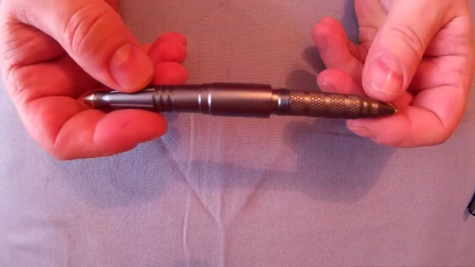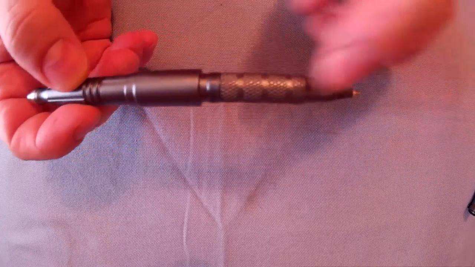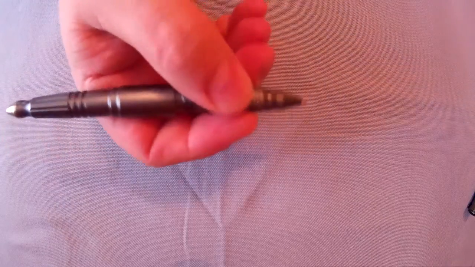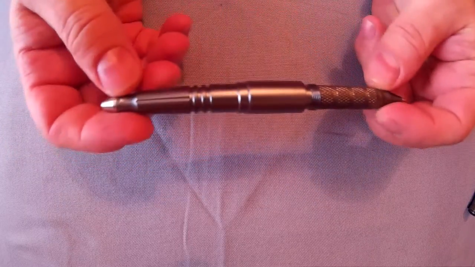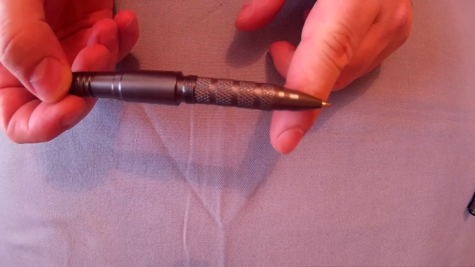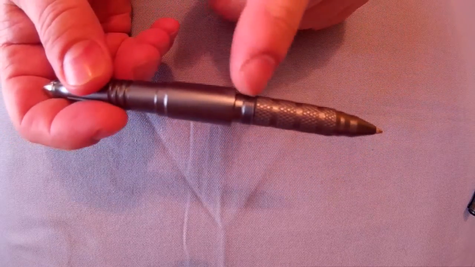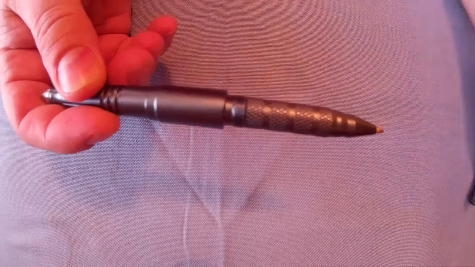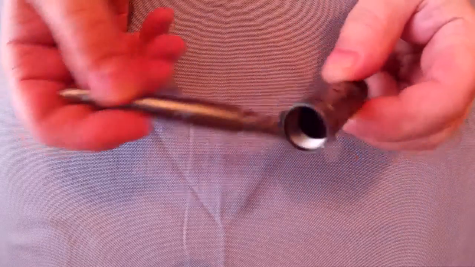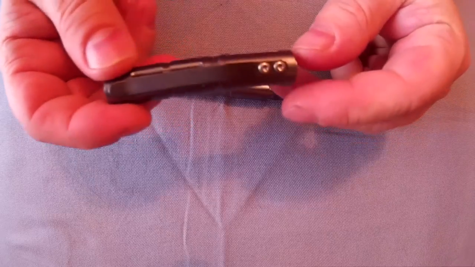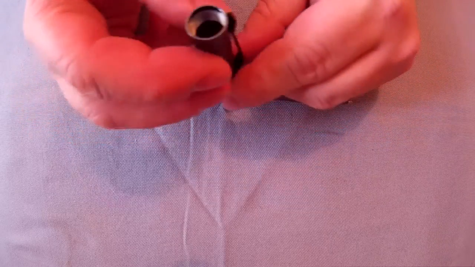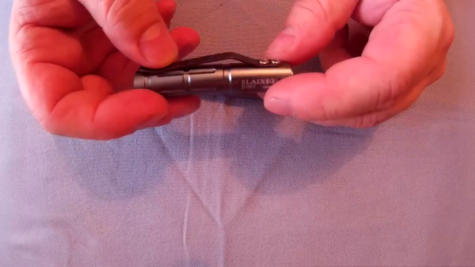So, got some knurling for a bit of comfort and grip. Black ink, threaded there for the lid. The lid has got a pocket clip on that you can take off. It looks like it's got hex head screws, which you could just unscrew if you don't want the pocket clip on.